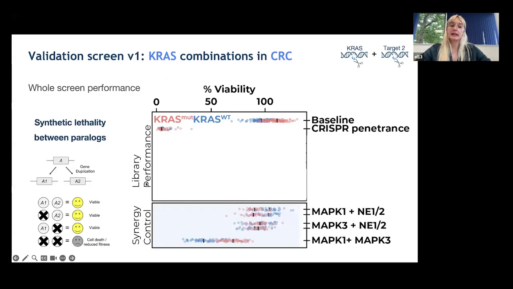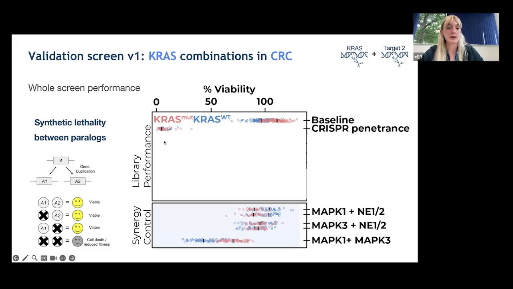I'm next highlighting a positive control that was included in the library. This is a paralog pair, MAP kinase 1 and 3, which illustrate quite nicely the concept of synthetic lethality between paralogs. So this is an effect we see with paralog pairs where the cell can tolerate loss of one of the pair, but as soon as you target both simultaneously, this induces cell death. And to show you that on the plot, what we can see is if we pair MAP kinase 1 guides with non-essential guides or MAP kinase 3 guides with non-essential guides, there's not much impact on cell viability.